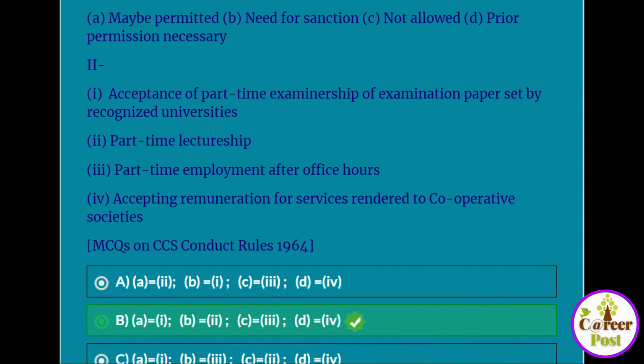Acceptance of part-time examinership of papers set by recognized universities may be permitted. Part-time lecturership needs sanction, and part-time employment after office hours is not allowed. For acceptance of remuneration for services rendered to cooperative societies, prior permission is necessary.